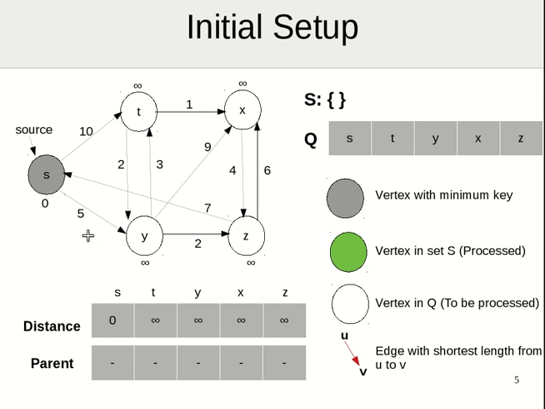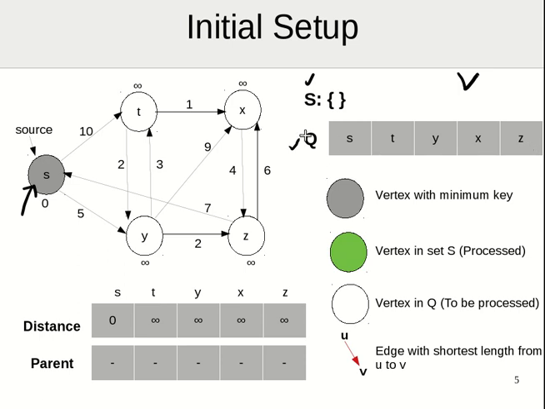Let's assume this graph for which we are trying to find out the shortest path from the source S. This graph is given to us, and let's say this S is our source. That means we are going to find out the shortest path from S to T, S to Y, S to X, and S to Z. And as I have told you initially, the set S is empty because no shortest path has been determined. And Q is a minimum priority queue. It has all the vertices in V, so there is S, T, Y, X, and Z.